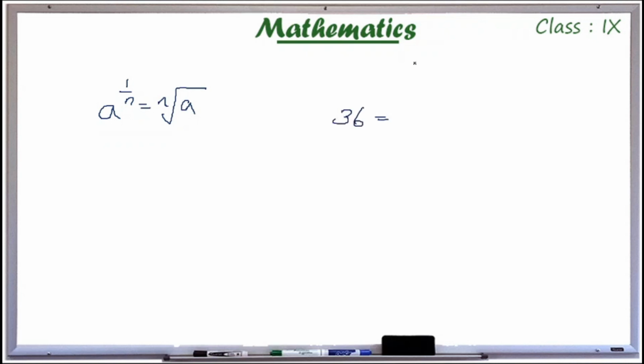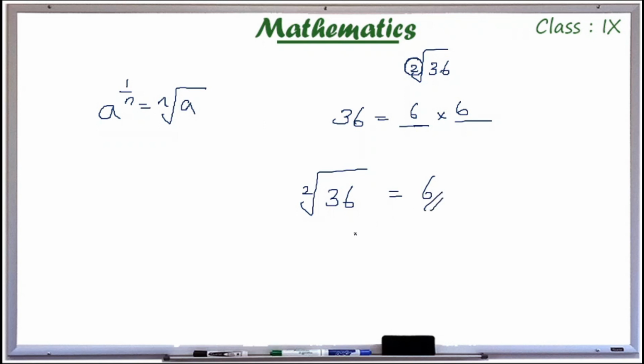36, and 2nd root of 36 means you can multiply a number 2 times. So the answer will be 36. The same number should be multiplied. So which are they? 6. 6 into 6 is equal to 36. So the 2nd root of 36 is 6, which means it is also same as root 36. We are simply writing root 36. The actual meaning is 2nd root of 36.